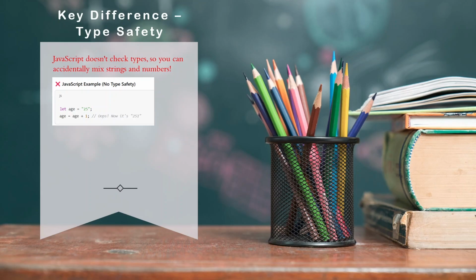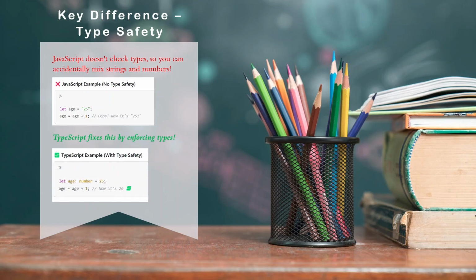Now TypeScript fixes this by enforcing the type. So you need to have the type of the variable also whenever you are using it. In TypeScript, we do the same thing this way. Let age, and we provide the data type, saying it is a number, and we save it as 25. And age equals age plus 1 means now it will be 26, and now we don't have the problem. With this, we can say TypeScript fixes this by enforcing type.